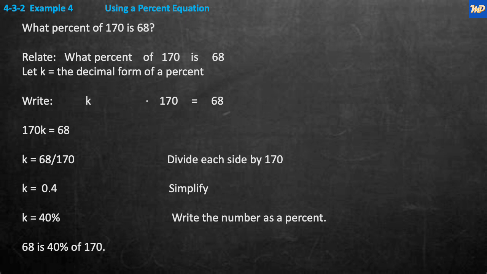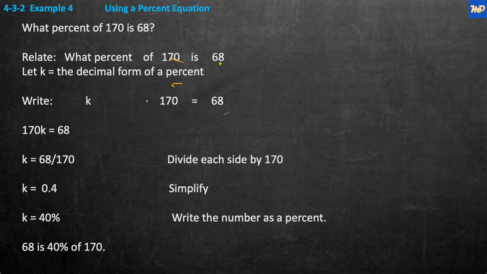So now you're going to find that percent, right? What percent of the whole? Of is the whole. What percent of the whole item is 68? So 68 is some piece of the whole number, which is 170, and they want to know that percent number. So we're going to relate what percent of 170 is 68. Let k equal the decimal form of the percent. So we're going to write k times 170 is equal to 68.